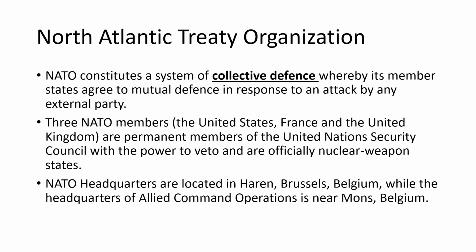NATO members consist of some very powerful countries such as the United States, France, and the United Kingdom, which are also permanent members of the United Nations Security Council, with the power to veto any resolution coming off that body. And these countries are also officially nuclear weapon states. NATO headquarters are currently located in Haren in Brussels, Belgium, while the headquarters of the Allied Command Operations in Europe is near Mons, Belgium.